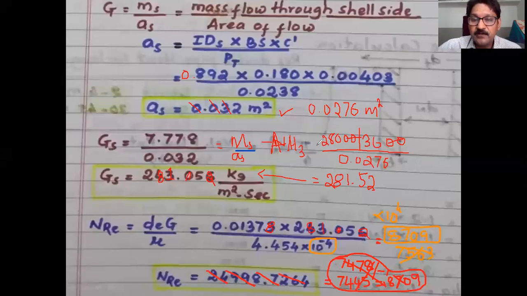Now, if you are making mistakes here, first take 0.01378 multiply by 281.52, divided by 4.454. You do this value. So 10 to the power of 4 is on the top, therefore multiply by 10,000. 8709 is the correct answer. Okay, we will proceed further.